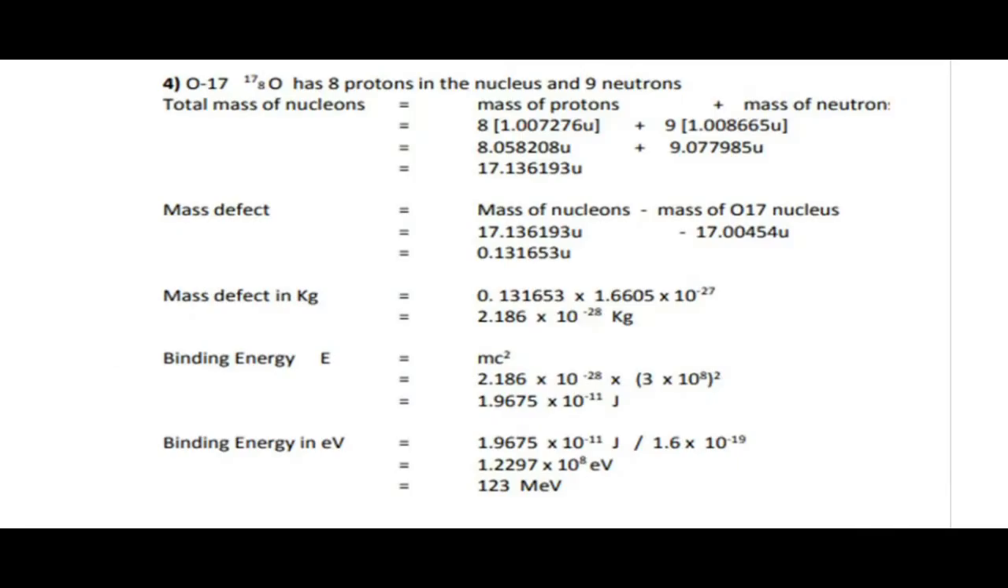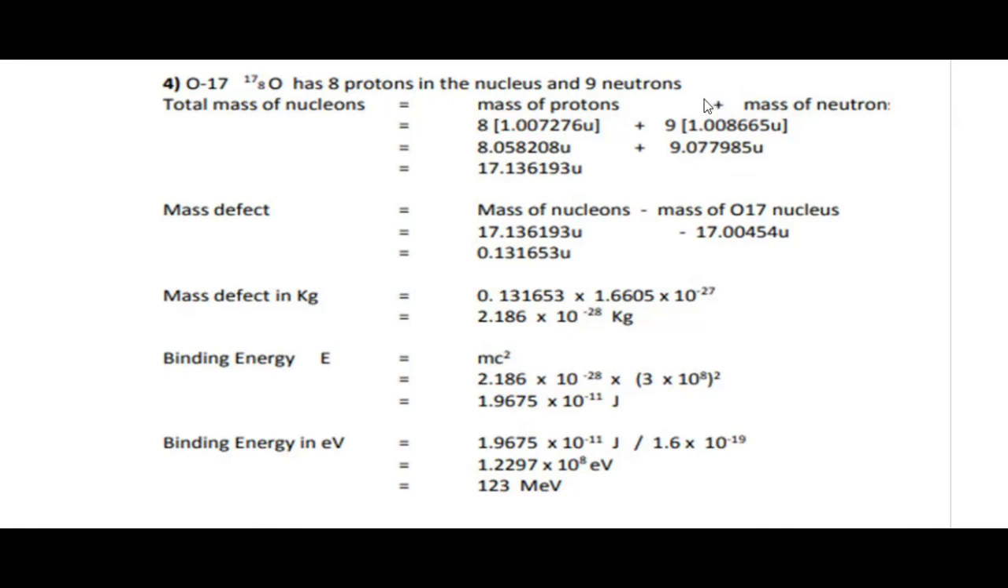Okay, let's try to solve the binding energy. So we have 17. The atomic mass of oxygen is 17 and the atomic number is 8. So if oxygen has 8 protons and 9 neutrons, what would be the mass defect and the binding energy? So in order to get the binding energy, first step, we need to know what is the mass of protons and the mass of neutrons.